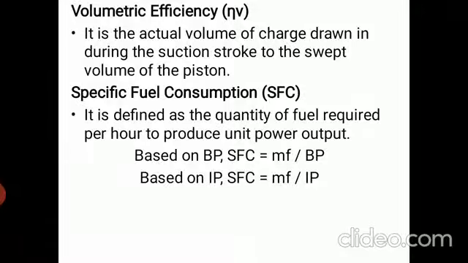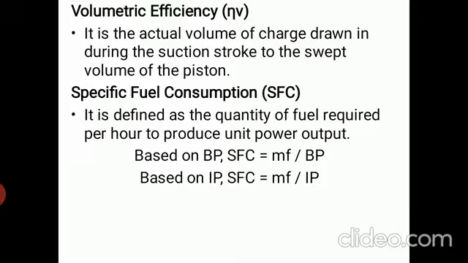Then volumetric efficiency. Volumetric efficiency is nothing but the ratio of the actual quantity of air entering the cylinder to the maximum quantity of air that can be accommodated inside a cylinder. That is termed as volumetric efficiency. Exactly, if you want to define volumetric efficiency, it is the actual volume of air that is occupied inside a cylinder to the swept volume of the cylinder. That is the volumetric efficiency.